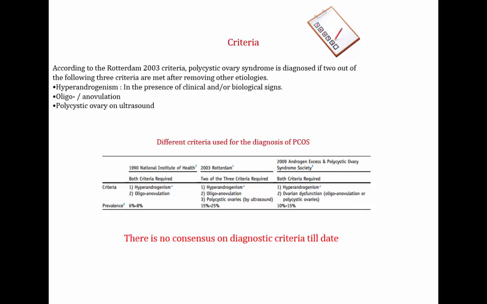So the prevalence rate is, of course, very small, 6% to 8%. In the beginning, I said that the prevalence is 5 to 10%. I said there is a large discrepancy. Some populations report less than that or more than that. It shows a great disparity. The 2003 Rotterdam criteria says any two of the three, just what we discussed now. And in 2009, the Androgen Excess Society and PCOS Society both said that these two criteria are the hallmark. If these two are present, then it is PCOS. But there is no consensus on diagnostic criteria to date.